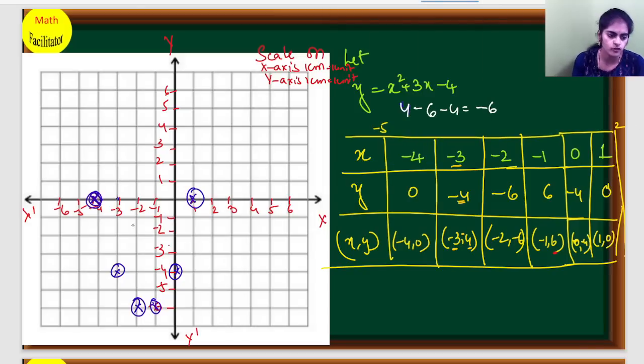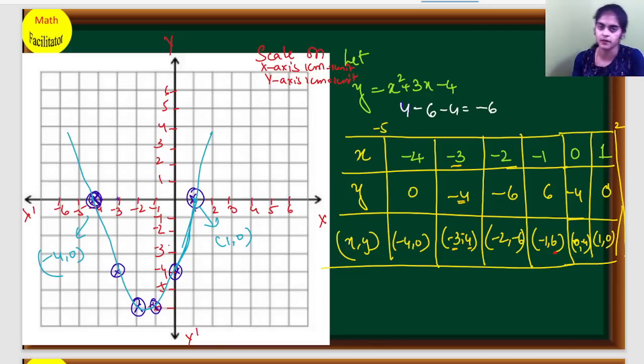So if I want to join all the points, this is the curve I am getting, and the curve is actually cutting the x-axis at 2 points. So which 2 points? This is 1, comma, 0 is 1 point and minus 4, comma, 0 is the other point. So the zeros are minus 4 and 1. You can extend the graph this way.